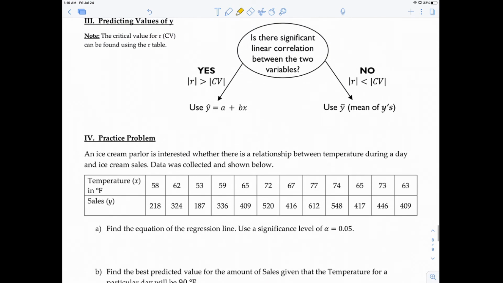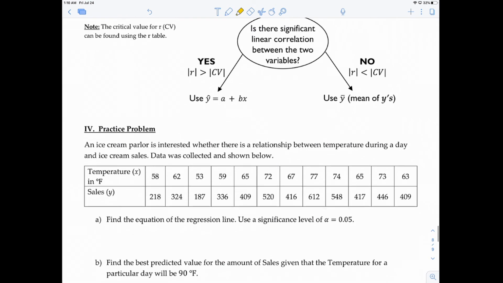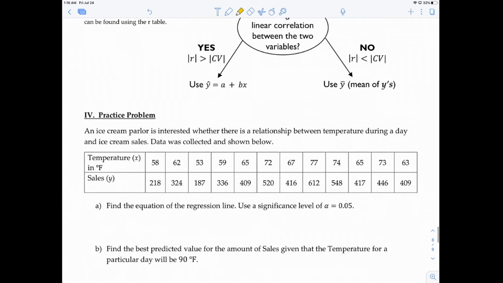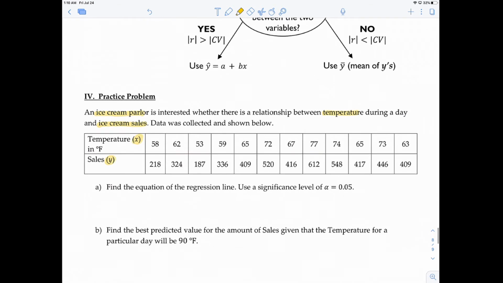So we looked at this example in the last section, last video. We have that ice cream parlor that's interested in whether there is a relationship between temperature and sales, right? So our x value is the temperature, our y value is the sales, and we have the following data set. The first question says, find the equation of the regression line. Use a significance level of alpha equals 0.05.